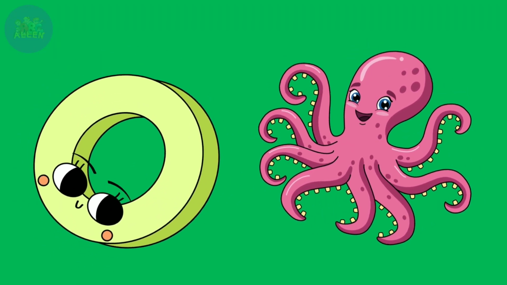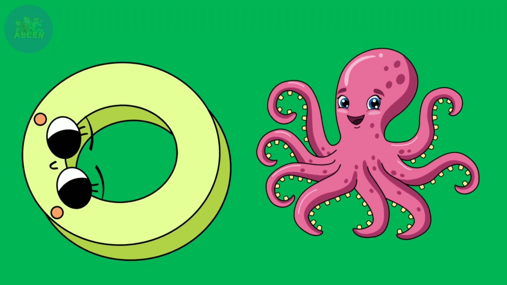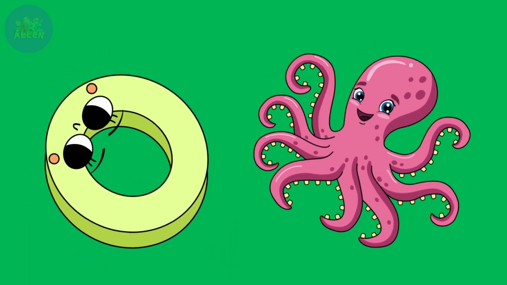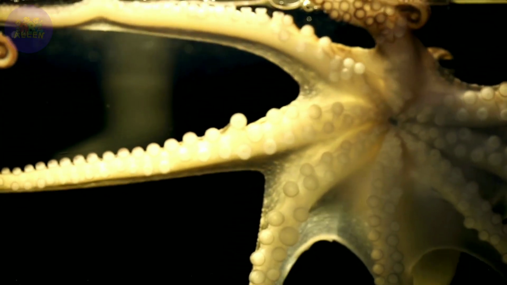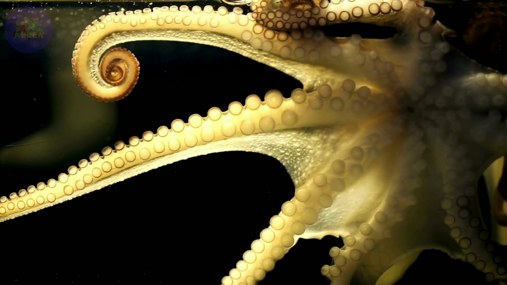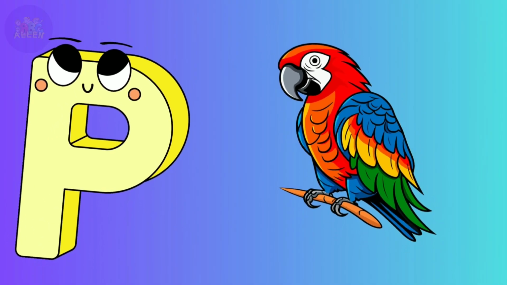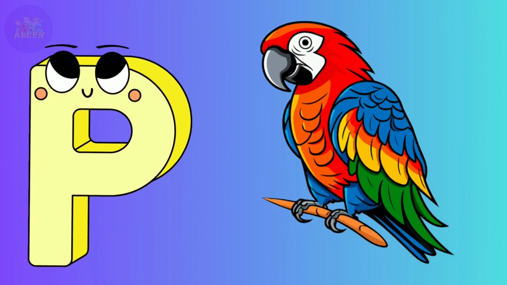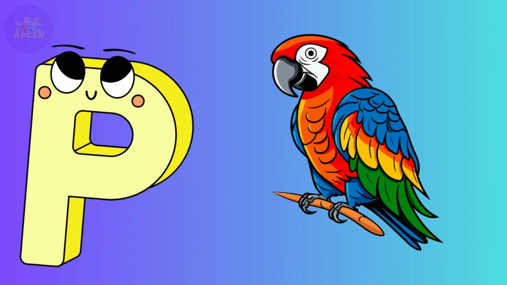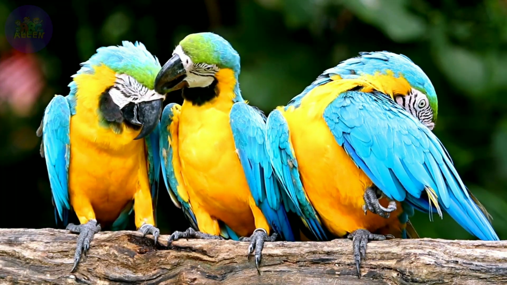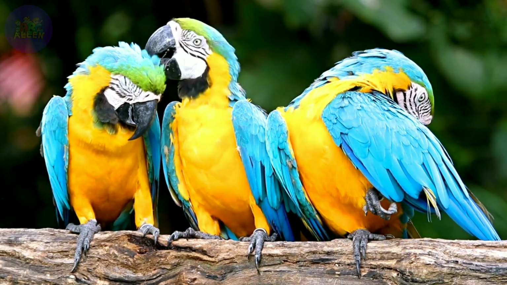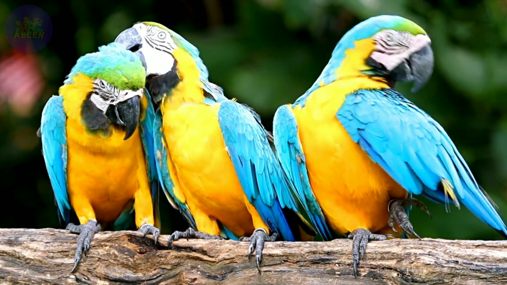O for octopus. O is octopus. Say with me. O is octopus. P is parrot. P for parrot. Say with me. P is parrot.